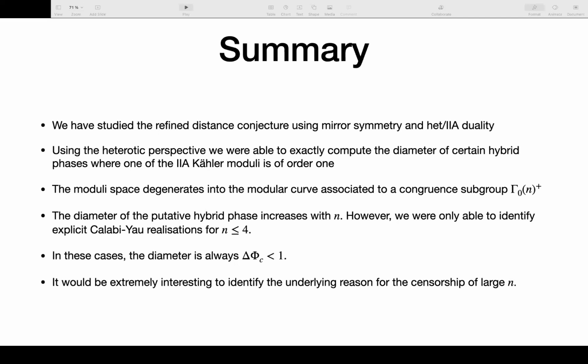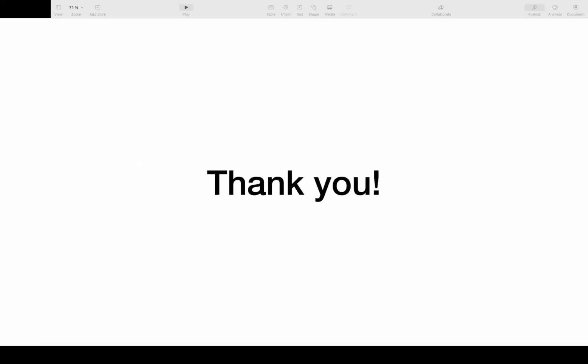However, we were only able to identify explicit Calabi-Yau realizations for n less than or equal to 4. At least in these cases, the diameter is always sub-Planckian. So after a sub-Planckian distance, we always enter into the large volume phase. It would be extremely interesting to identify the underlying reason for the censorship of large n. We have seen that this is tied to the allowed gauge groups in 8 dimensions, which have also appeared in various swampland studies recently. So I think it's worth investigating this further. Thanks.